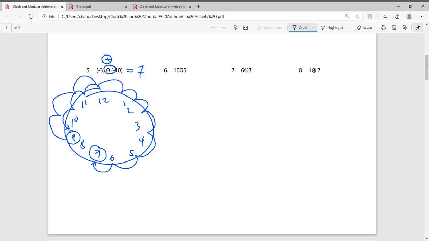Let's look at 10 minus 5. We'll start at 10, and then we're going to go counterclockwise 5 times. 1, 2, 3, 4, 5. So we end up at 5.